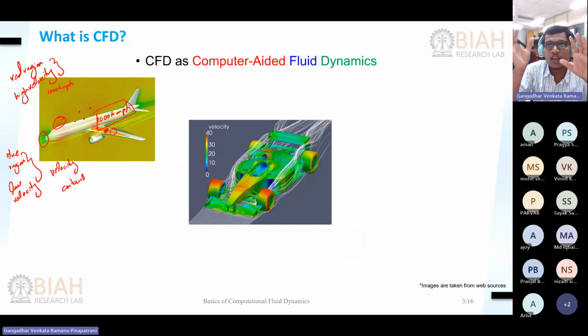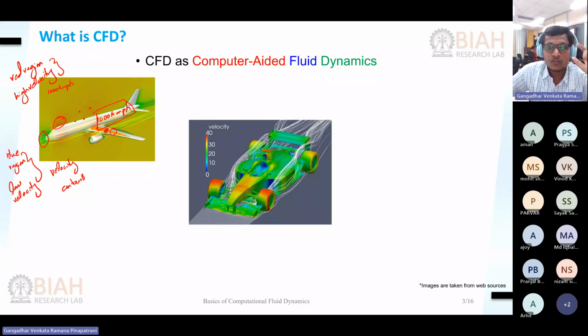In the same way, the aeroplane is traveling in the air at high velocity, and the velocity is changing. If there is a high velocity here, it is changing the pressure at this location, and in a similar way it changes the pressure at other locations. If there is a difference in pressure, you will definitely experience some force at that particular location.